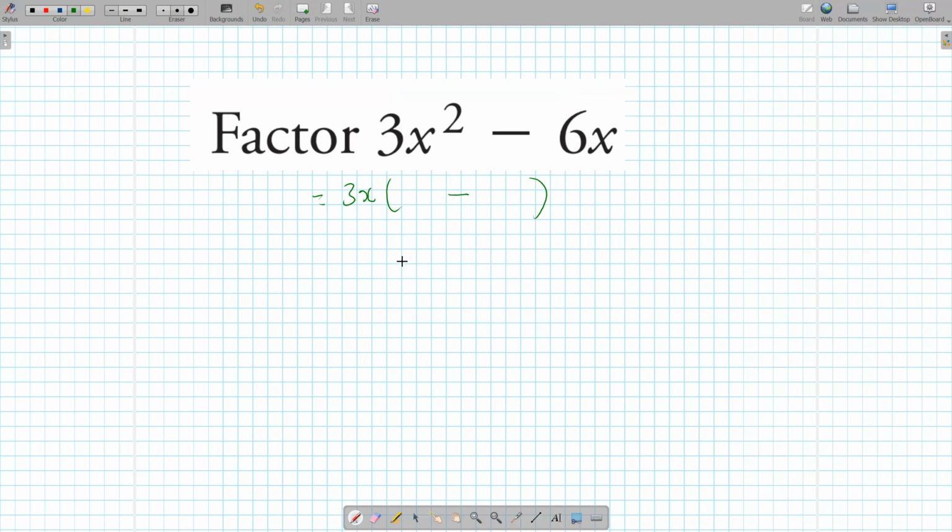And the question is, what are we left with in this bracket? We took 3x out of 3x squared, so you're just left with an x there. We took 3x out of 6x, so you're left with a 2 there. How do you find these? You just do the division. We have 3x squared, and we took out a 3x. 3 and 3 cancel out, and x squared over x gives you just x, okay? Same thing with the other one, 6x over 3x. The x's cancel out, and 6 over 3 is a 2.